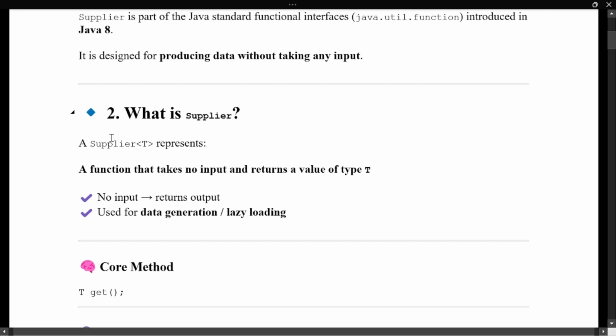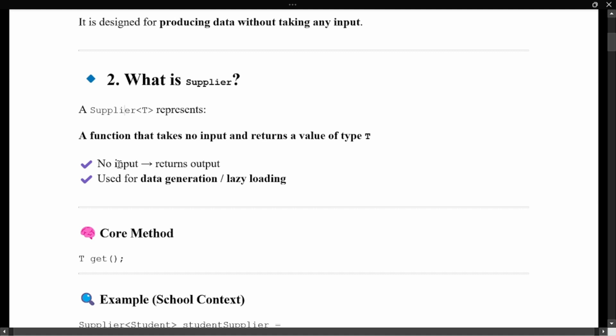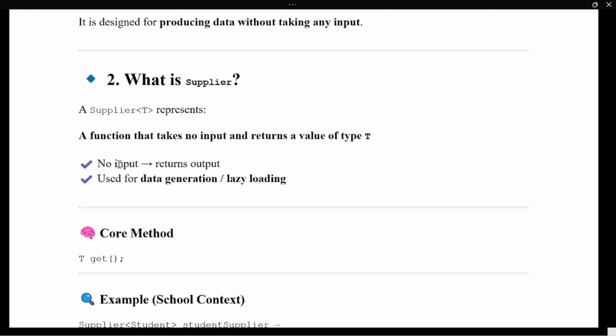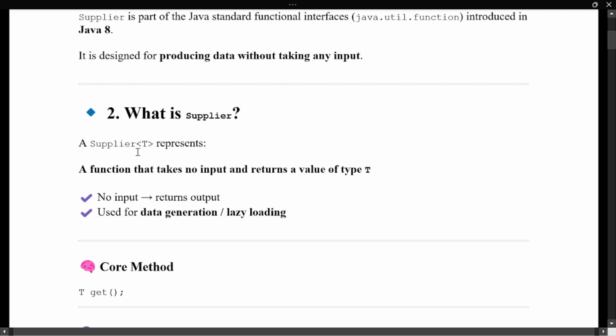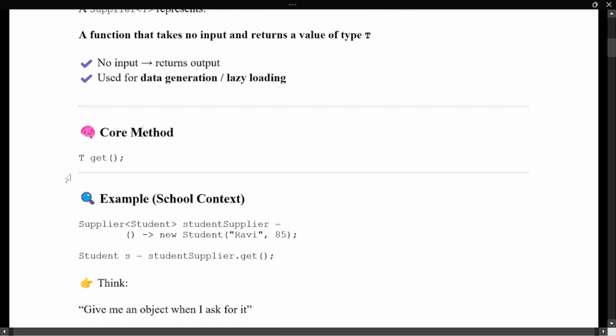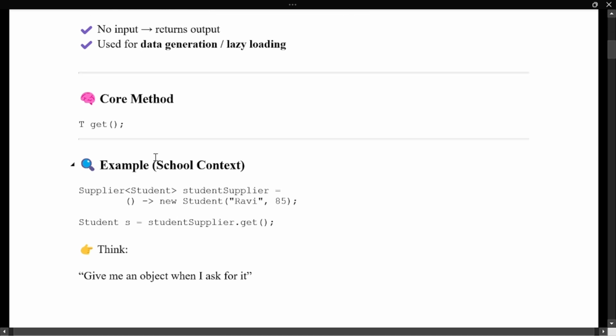So Supplier of T. So here it returns a value of type T. No input, but it returns output. So the core method available inside the Supplier function interface is T get. So here T is the return value. If you see this get method, it doesn't take anything, but it returns the value of type T.